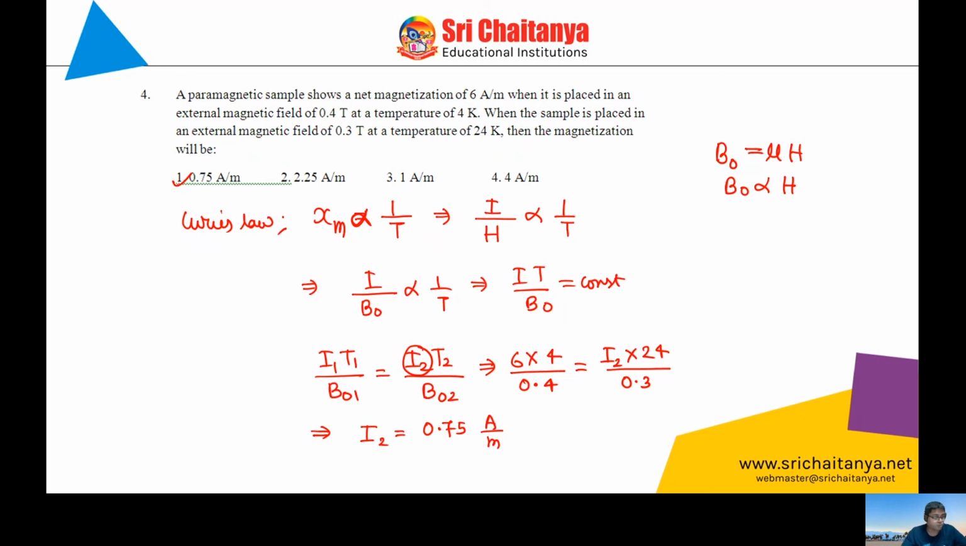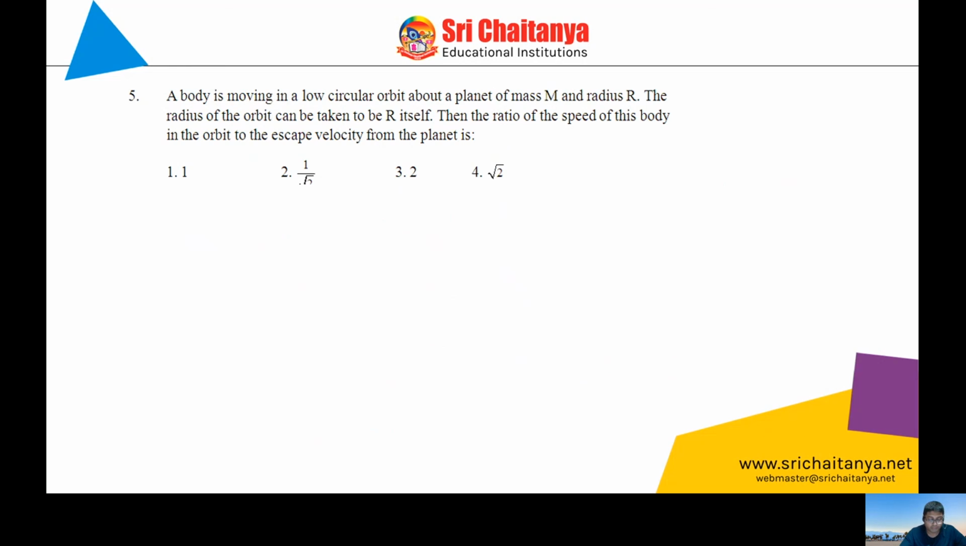So let's move on to the next question, question number 5. Question number 5 is from gravitation, and a pretty simple one. A body is moving in a low circular orbit about a planet of mass m and radius r. The radius of the orbit can be taken to be r itself. Then the ratio of the speed of the body in the orbit to the escape velocity of the planet is.